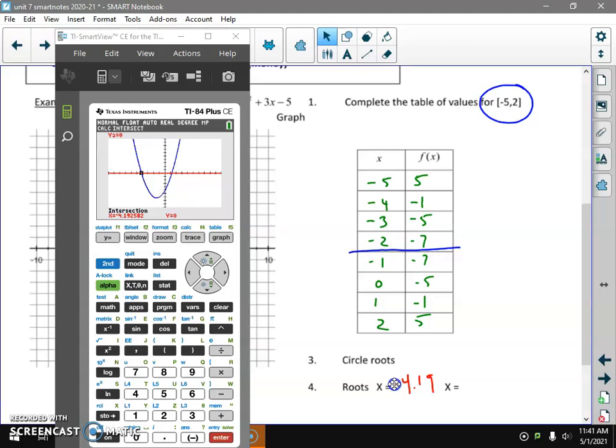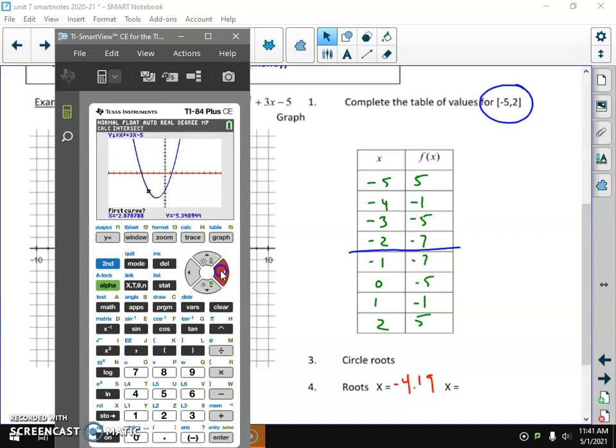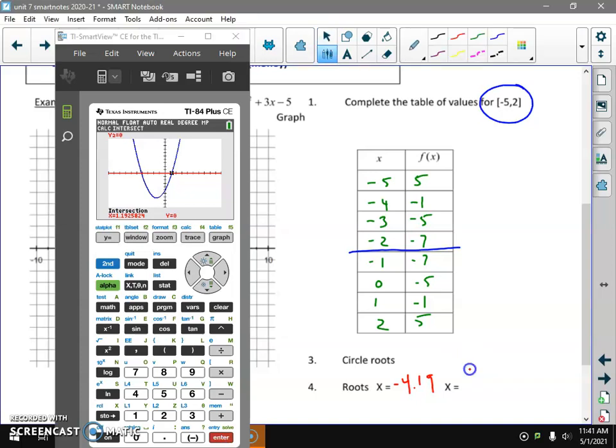Now we're going to find the right one. Second trace, number 5 again. We're going to move our spider to the right guy. Here he goes. That looks pretty close. Enter, enter, enter. 1.192. So I'm going to call that 1.19. Those are the 2 roots. They're called irrational roots. The roots that are not whole numbers.